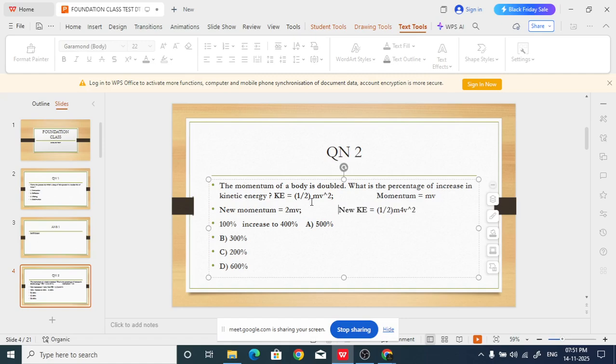What is the kinetic energy formula? Half mv square. So, if the momentum doubles, it means the velocity doubles. So the kinetic energy will go to 4 times. That means the increase is 3 times. I think we discussed this in our mathematics class also.